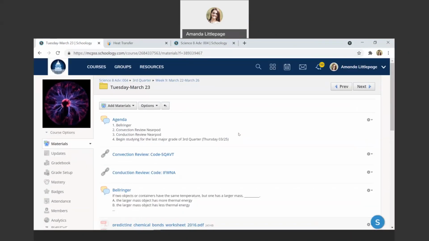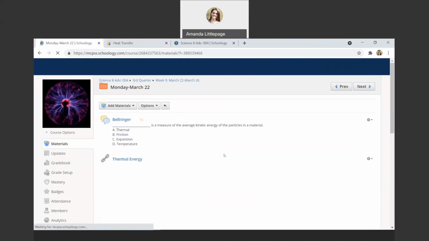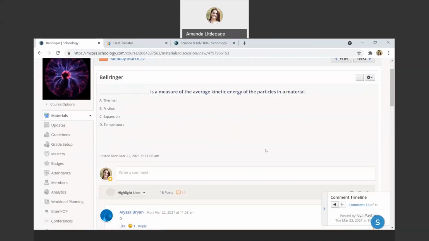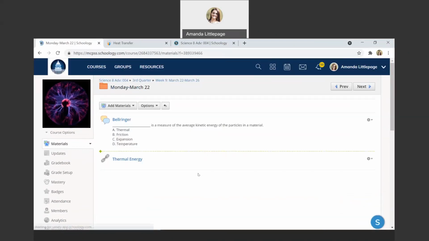Now that we've gone over that, I'm going to bounce back to Monday. We will take a look at this bell ringer. For Monday, blank is a measure of the average kinetic energy of the particles in a material, and the correct answer is in fact temperature. So we've gone over those three bell ringers.